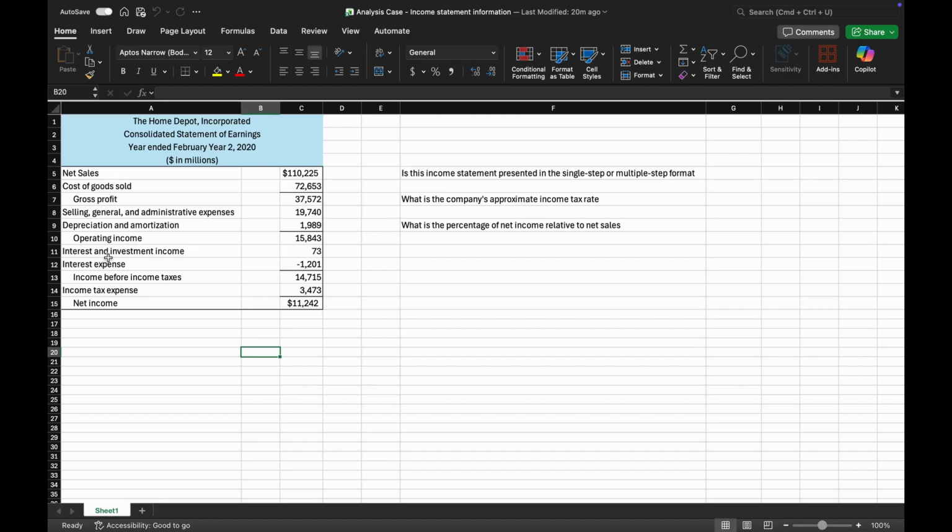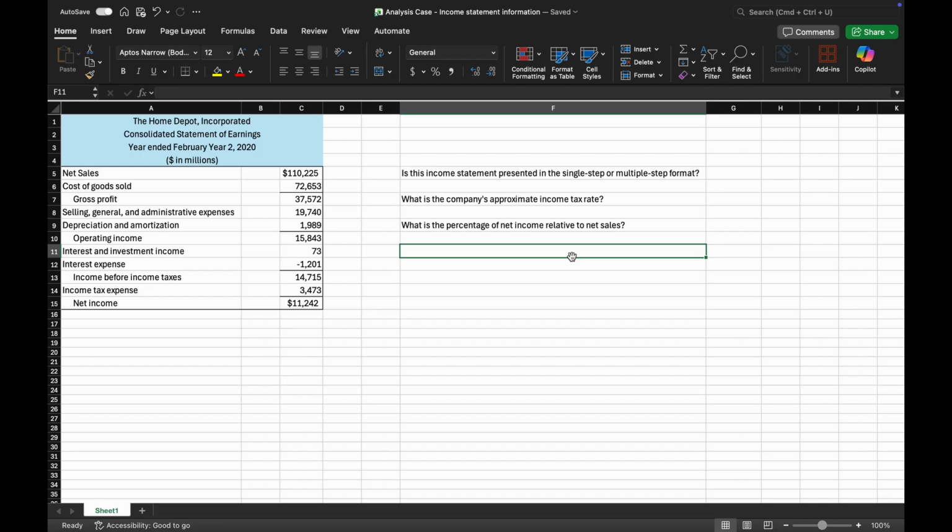Interest and investment income at $73 million. Interest expense at $1,201 million, and as you can see, it's negative. Usually it would be in parentheses, but for whatever reason, Excel wasn't letting me do that. Income before income taxes at $14,715 million. Income tax expense at $3,473 million. And finally, net income at $11,242 million.